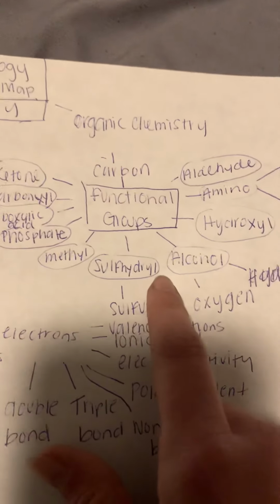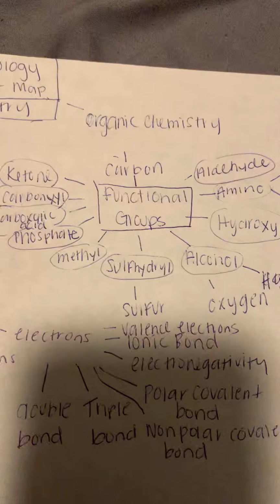Okay, alcohol has oxygen and hydrogen in it. Sulfhydryl has sulfur in it. I mean, it has other things, but that's the main thing. And then we can go over here to units of measurement.